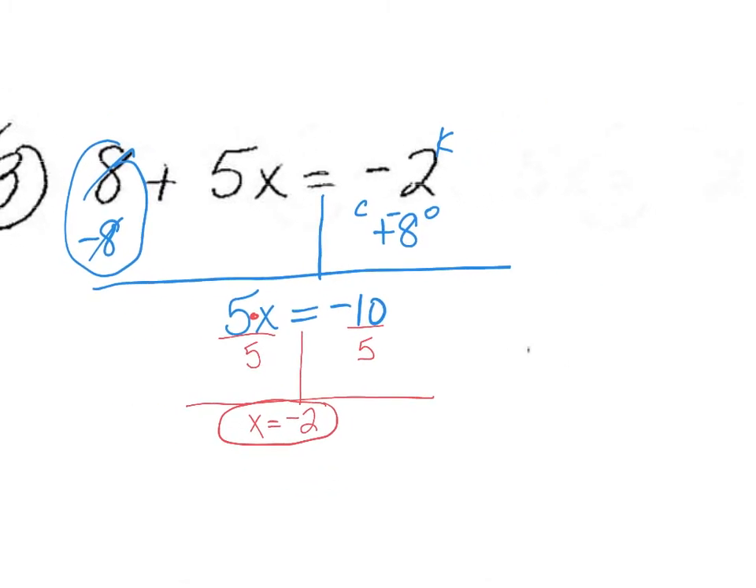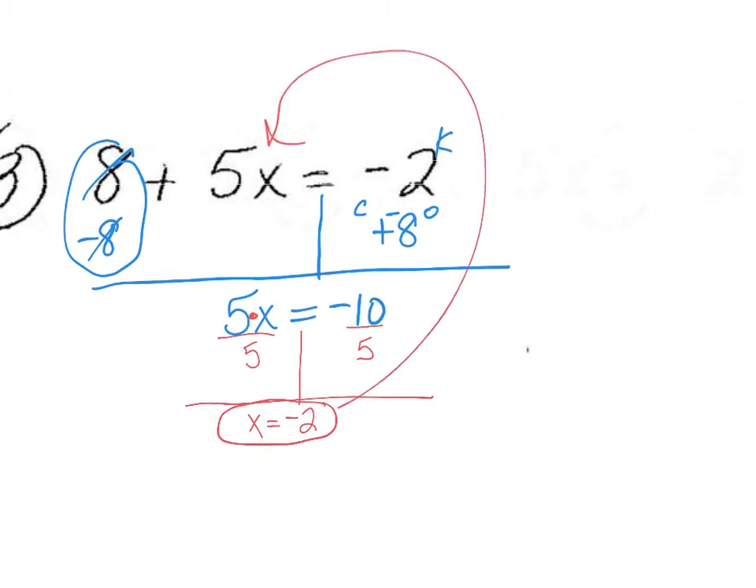I'm going to put it right back in place for x there. 8 plus 5 times negative 2. Is that equal to negative 2? Well, let's check. What do I do first on this side? Do we add or multiply?